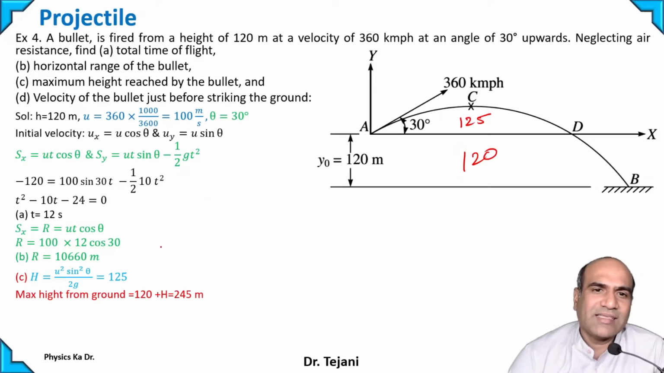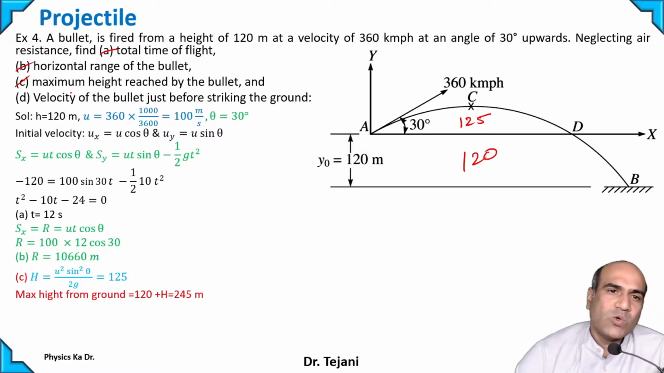In the examination, you will see that 125 will be there as an answer because the IIT people are very smart and they will put this in, so that they hope you will make this mistake, but do not make it. So we got the horizontal range, and we got the maximum height.